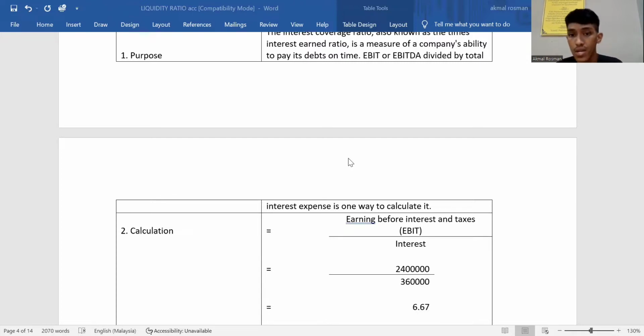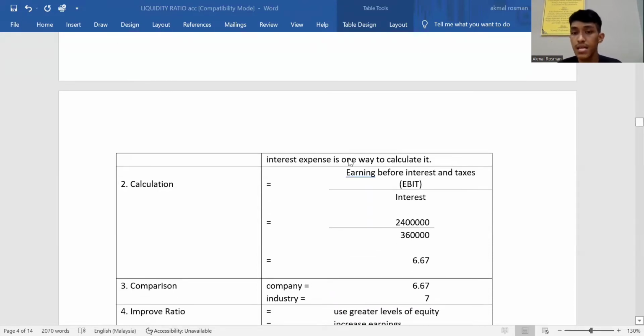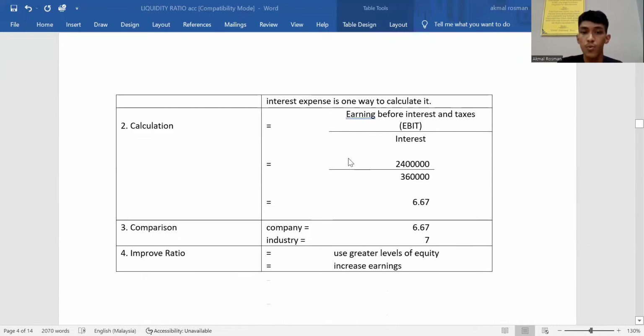So how the calculations? Earnings before interest and tax, EBIT, divided by interest. 2.4 million divided by 360,000, then you will get 6.67. The comparisons with the company and industry, the company gets 6.67 and industry gets 7. So the next is improve ratio: use greater levels of equity, and secondly, increase earnings.